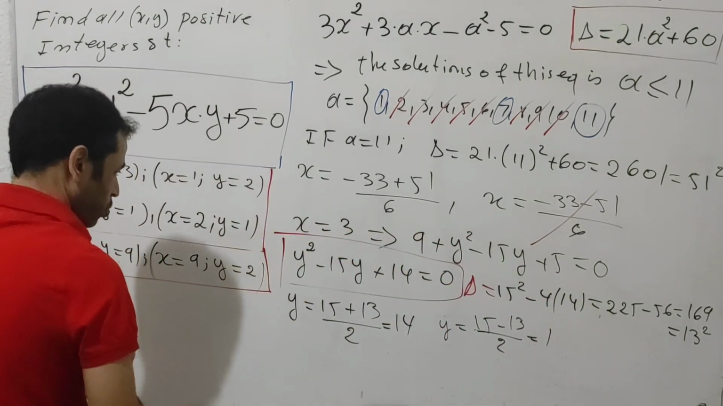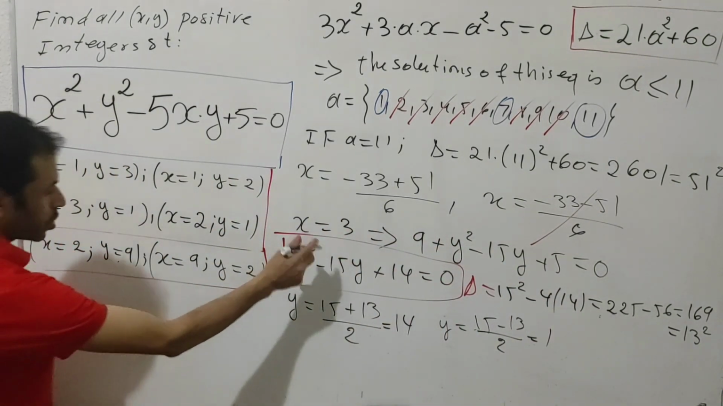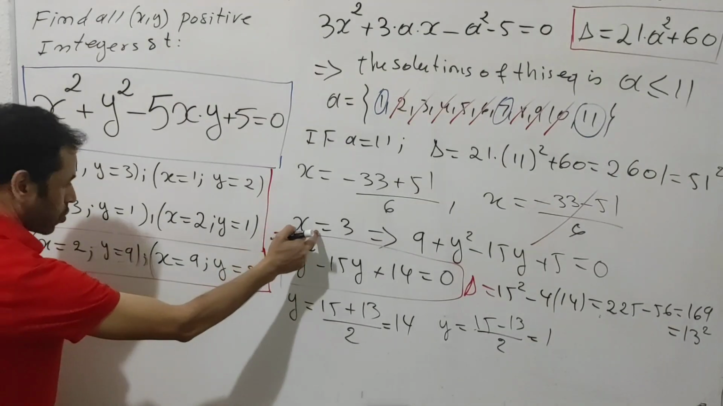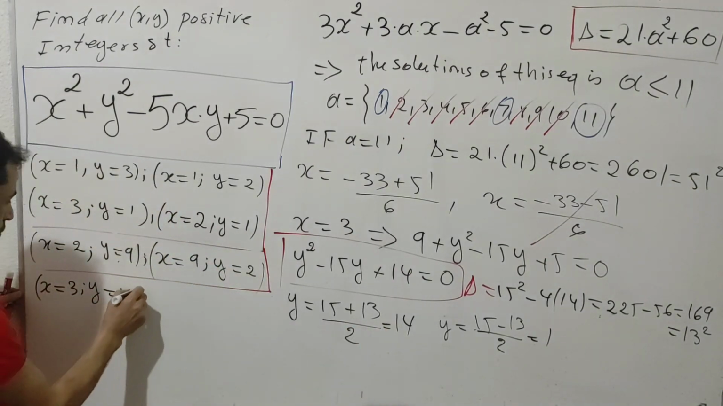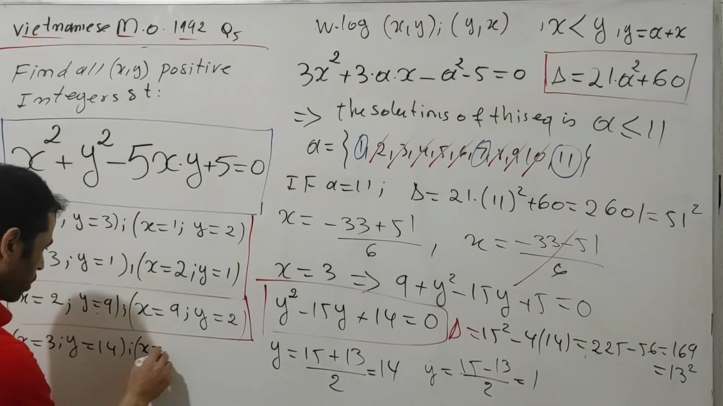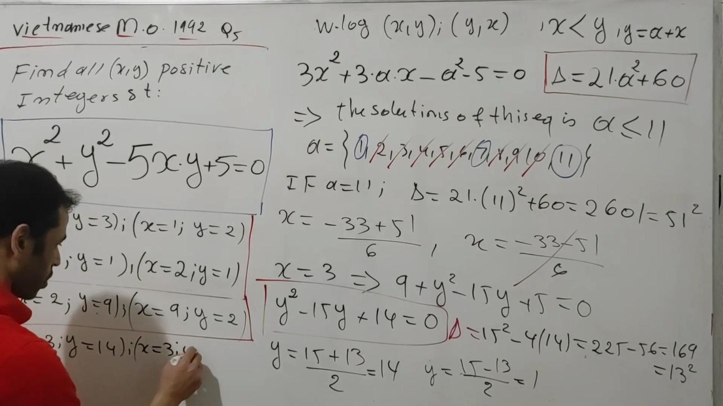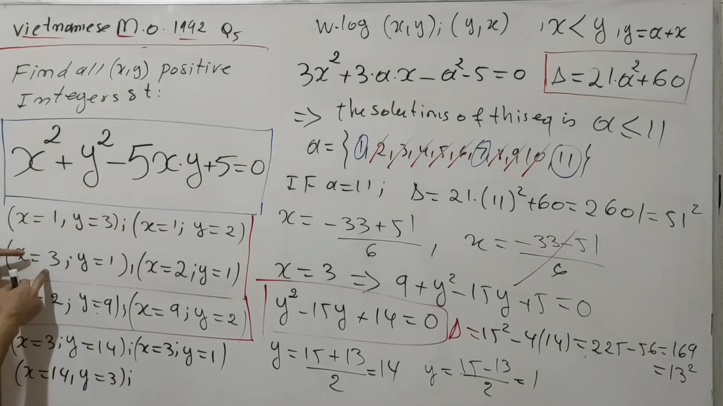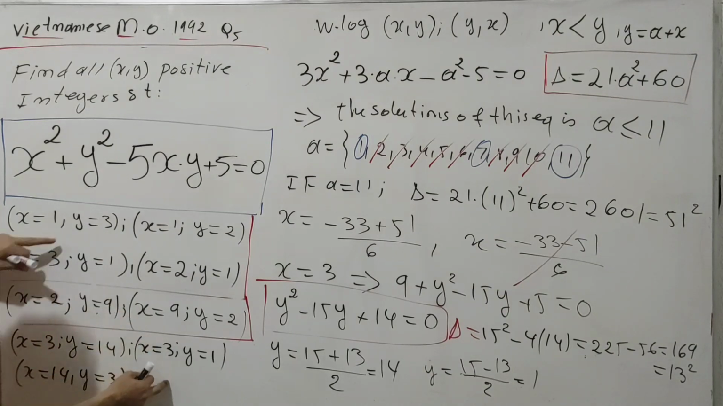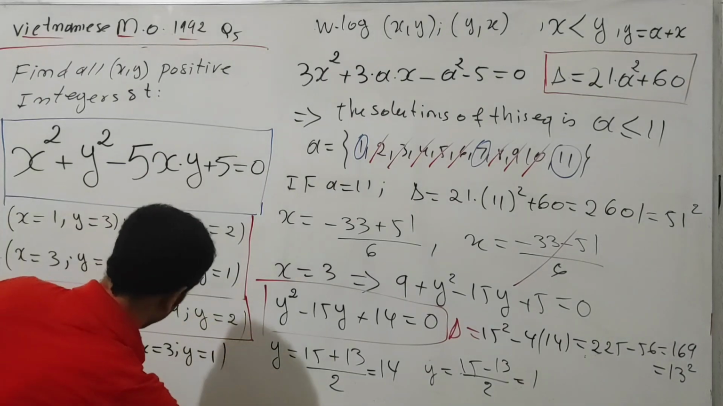So we'll have another solution of x equals 3 as a first solution. x equals 3 and y equal to 14. x equals 3 and y equals 1. By symmetry, instead of x equals 3, I will have x equals 14 and y equals 3. For this solution is extra because we don't need it, because we already determined this one as a first solution, x equals 3 and y equals 1 with the symmetry. So I'm going to tick off this solution.